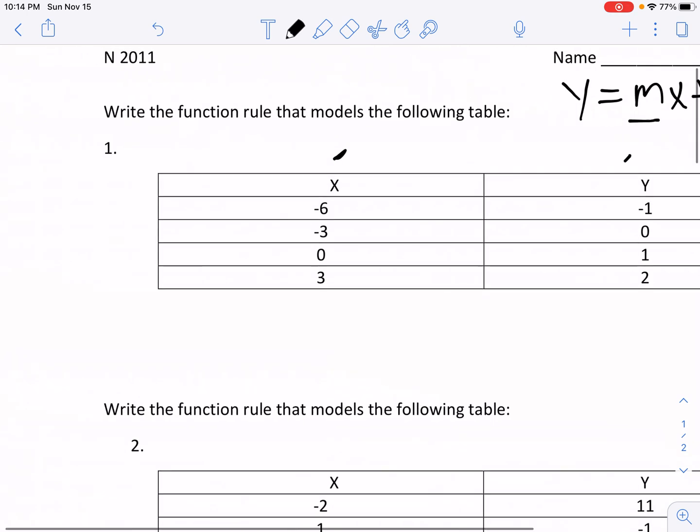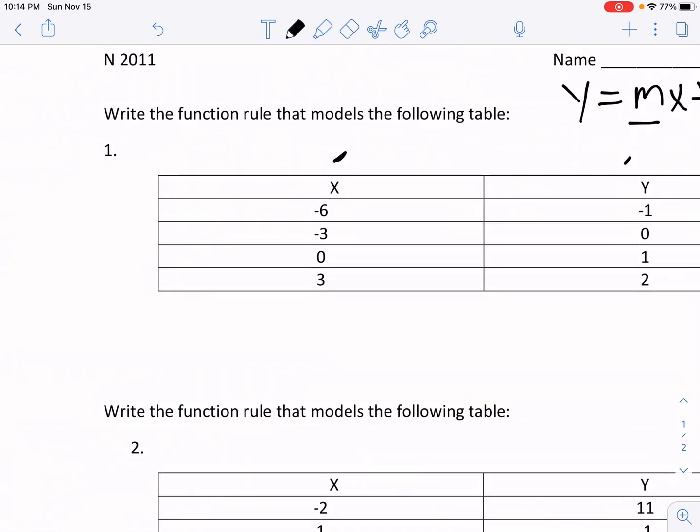Okay, let's find the change in x. What do I have to add or subtract to get from -6 to -3? Well, I have to add 3, right? -6 plus 3 gets me to -3. What do I have to add or subtract to get from -3 to 0? Again, I'm having to add 3. -3 plus 3 gives me 0, and from 0 to 3 it's plus 3. So my change on the x side, I have to add 3.